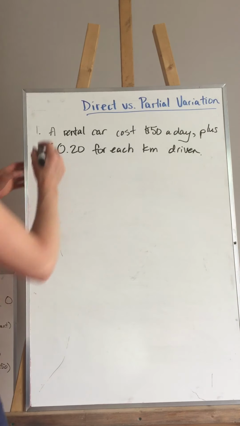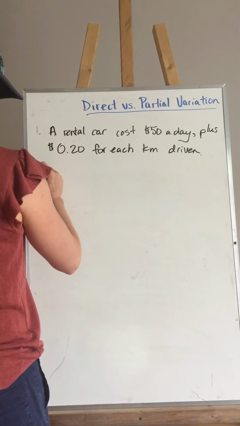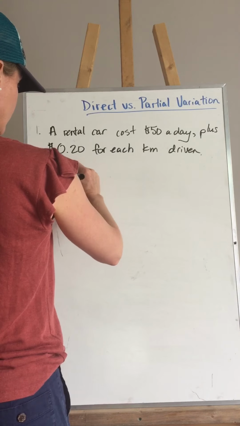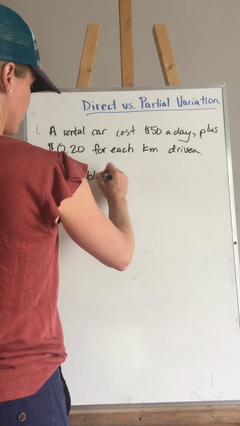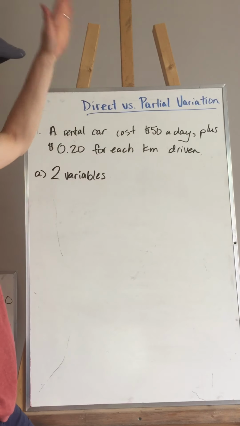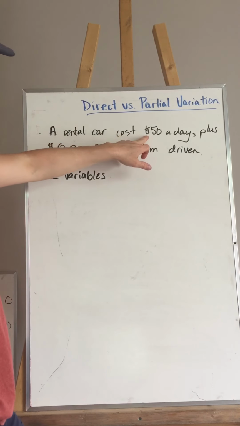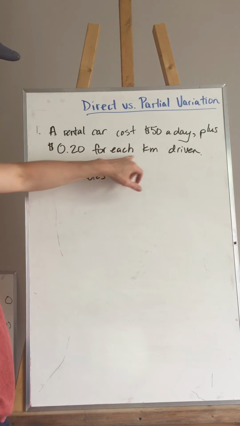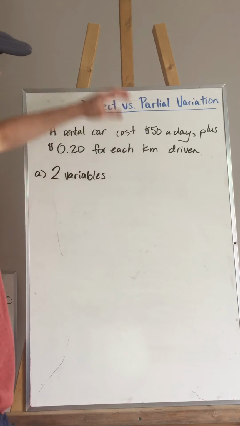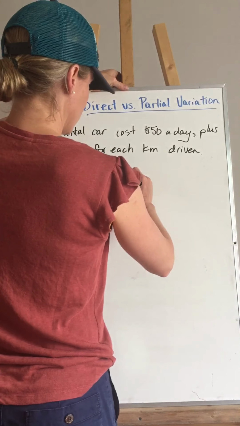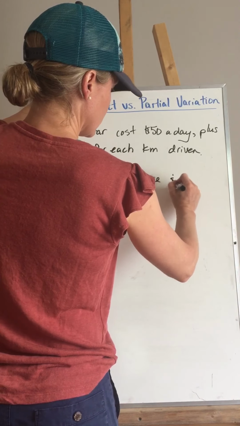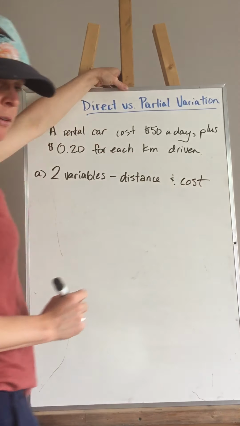Okay, so that is the starting point. Question A says, state the 2 variables. So you look at this and you say, well, one of the variables is going to be the cost, right? That's changing. And the other variable will be how far they drive. So you could say distance and cost, I would say. So two variables: distance is a variable and cost is the other variable.